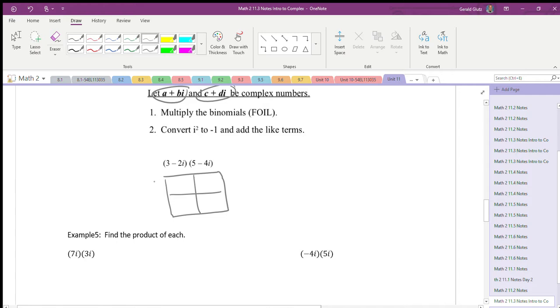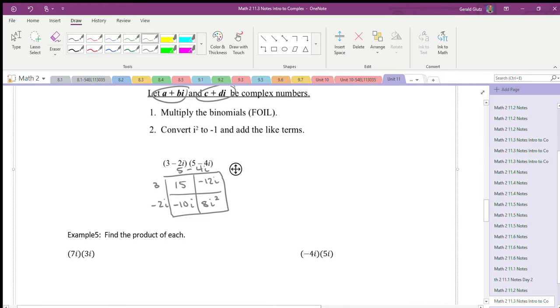So I am going to put 3 minus 2i on the side, and then 5 minus 4i on top. So then I just multiply these two sides. So 3 times 5 is 15. Negative 2i times 5 is negative 10i. 3 times negative 4i is negative 12i. And then negative 2i times negative 4i is positive 8i squared. So if I have i times i, it's just i squared, just like if we have x times x.